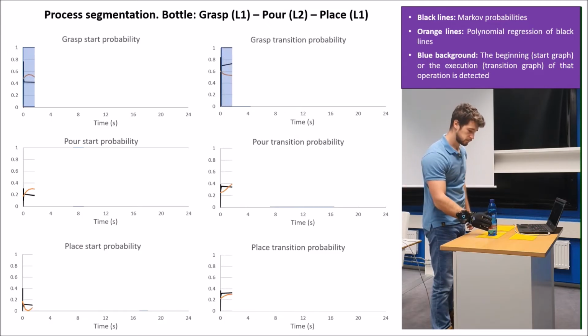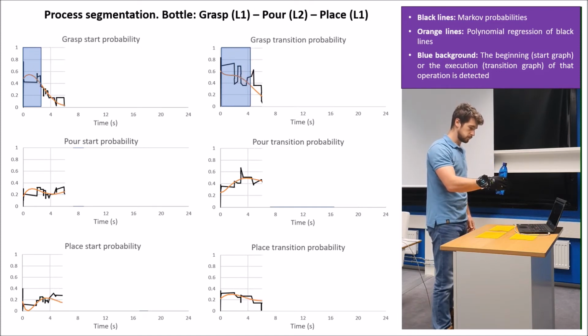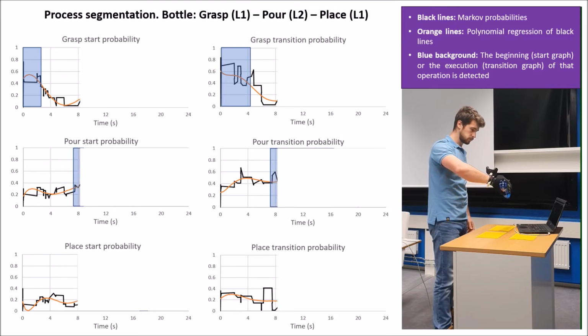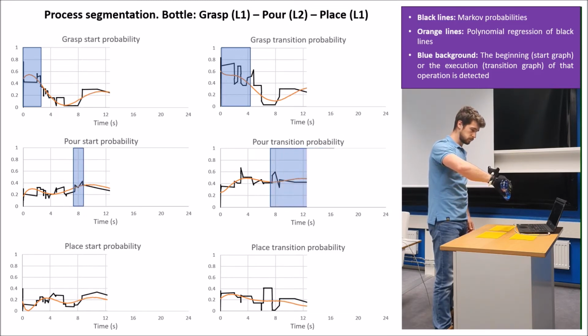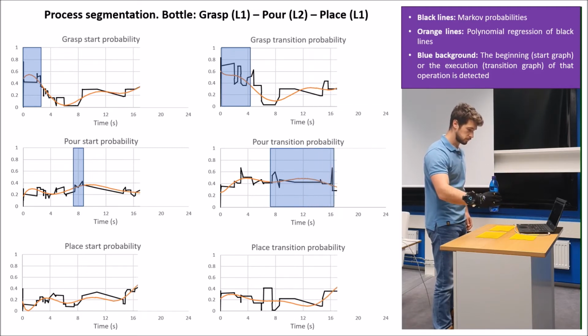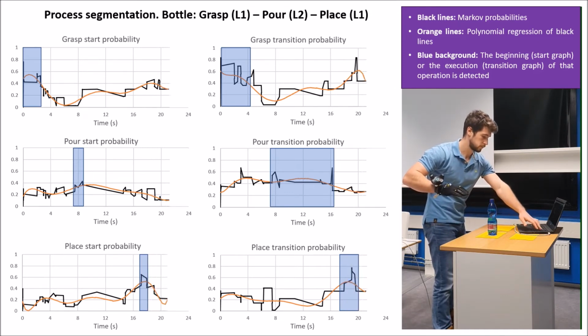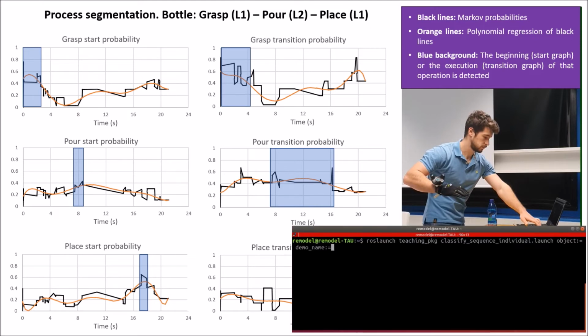To segment the process into operations, the start or initial state and the transition probability timeline of the observed process are computed for the model of each operation. When a maximum is detected in the start probability timeline of any of the operations, the transition probability is evaluated for all the operations in the following time steps. If the operation with the maximum start probability has also the maximum transition probability, and it is higher than 30%, this operation is added to the segmented sequence of operations.